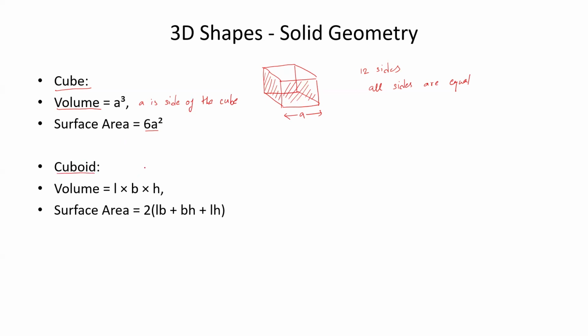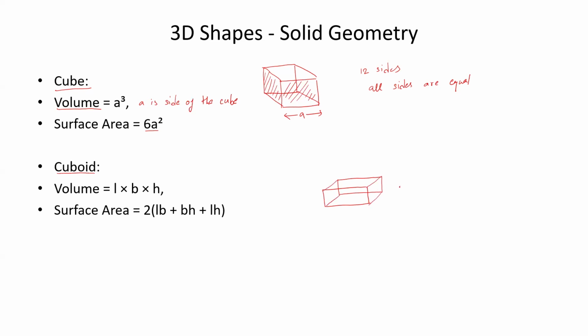Cuboid looks like a cube, but the only difference is that in a cuboid, the shapes or sides are different. Let me draw one cuboid for you. You can first draw a rectangle or two rectangles. You can see the difference, no?